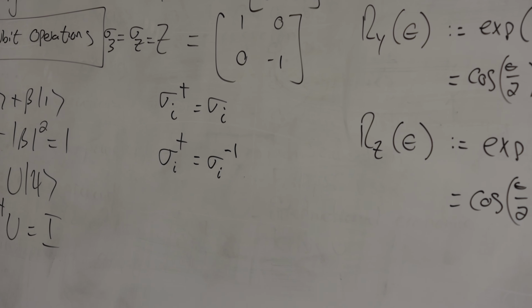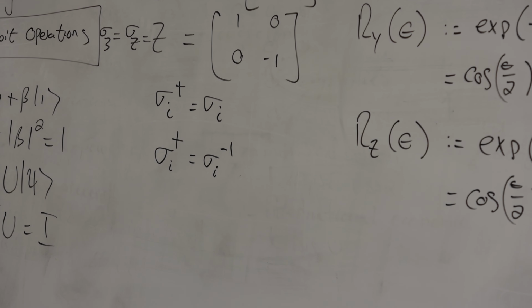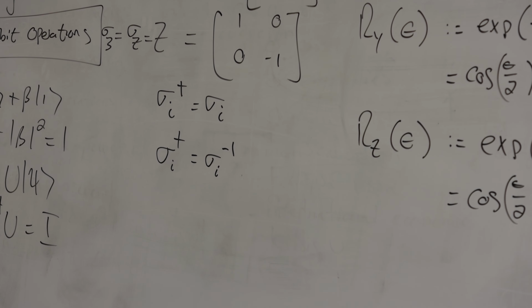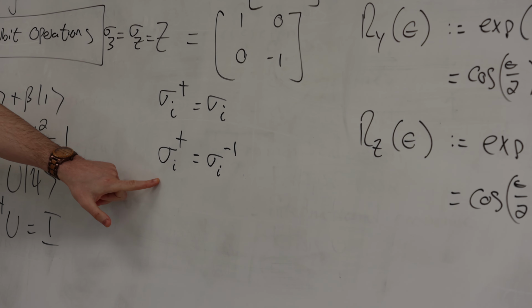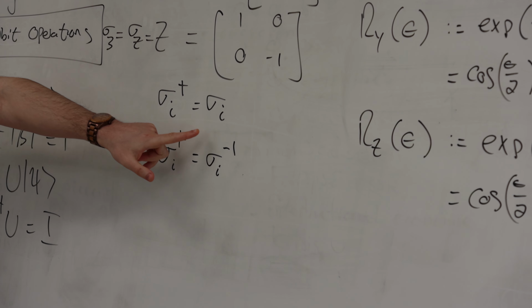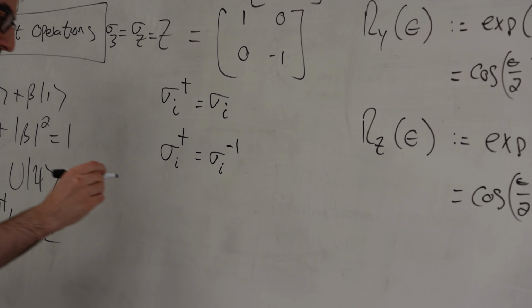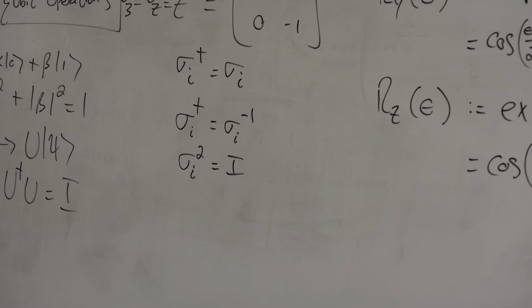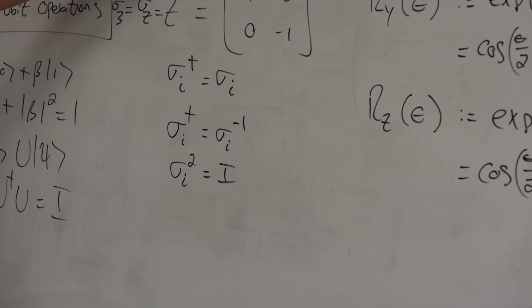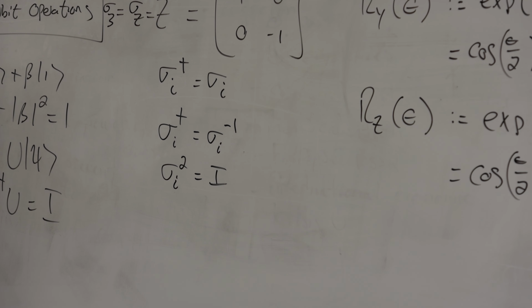What would happen if I multiplied any of the Pauli matrices by itself, took the square of a Pauli matrix? You get the identity. You could see that from these two, right? Its inverse, its dagger, is itself. So sigma I squared is equal to identity. Of course, obvious for the identity matrix, but it holds true for all of them.